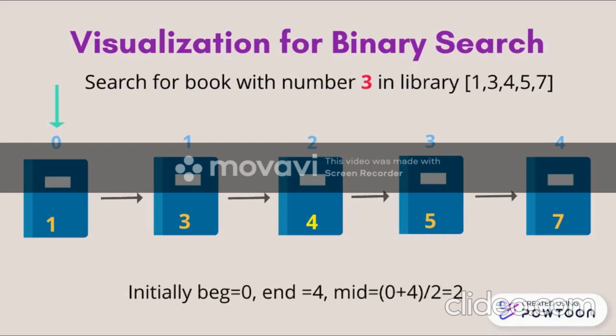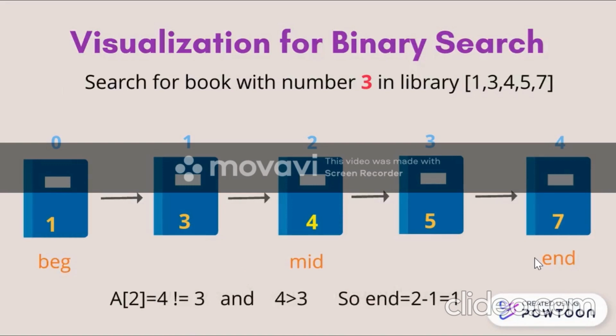Initially, beg is set to 0, end is set to 4, and we compute mid as beg plus n divided by 2, which is 0 plus 4 divided by 2, which gives us 2. Now comparing the middle element to the element to be found, that is, the middle element which represents A of 2 gives us 4 and the element to be found is 3. We find that 4 is not equal to 3 and 4 is greater than 3. So we set end is equal to 2 minus 1, which gives us 1.